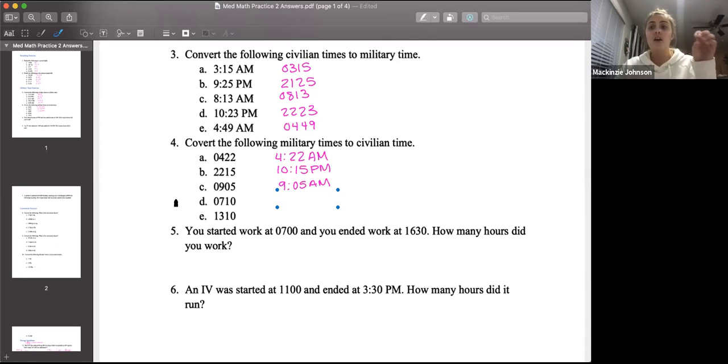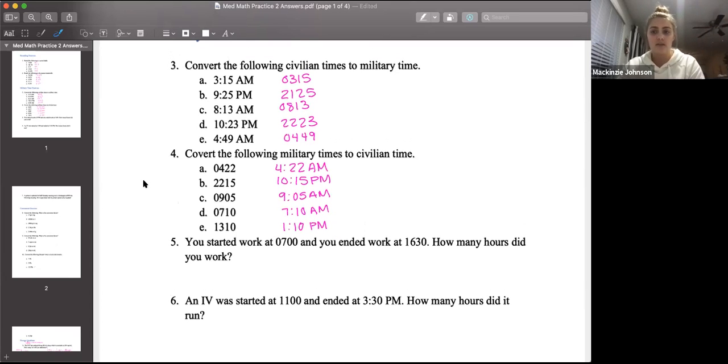Anytime there's a zero before the number, it's going to be a.m. And every time it's a big number past 1200, that's going to be p.m. And then 1300, that's 1:10. Does that make sense to everyone, or does anyone have any questions about military time?